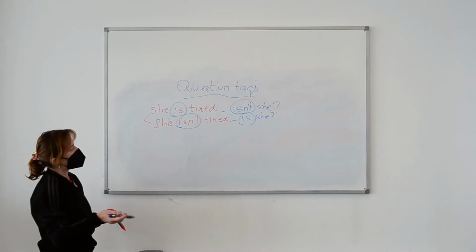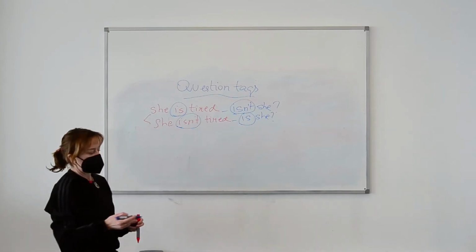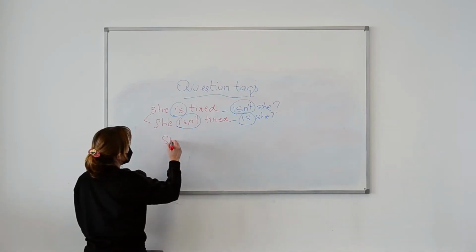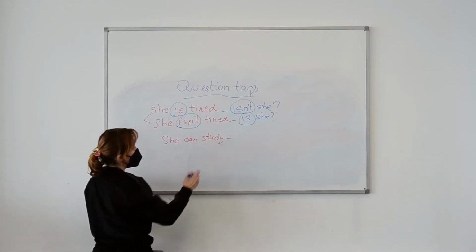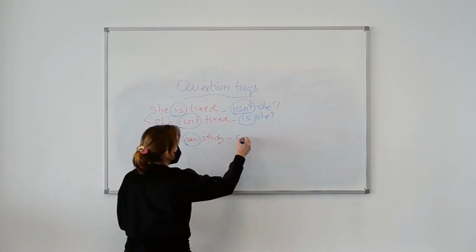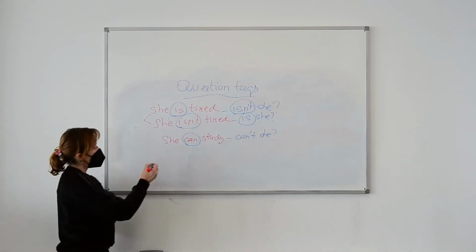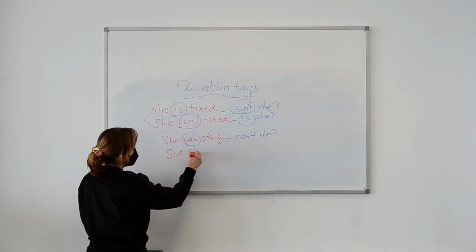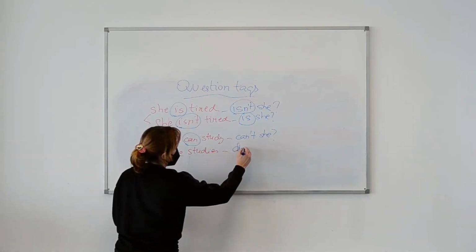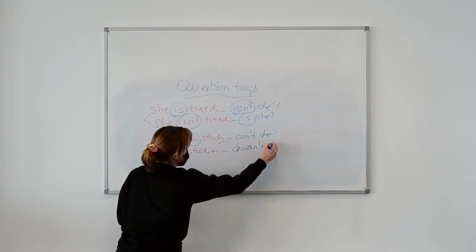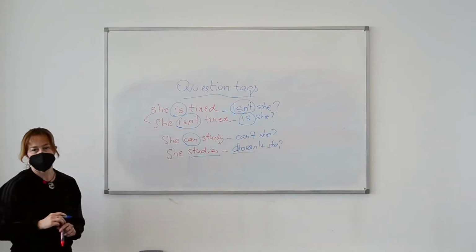In this case, the question tag is always made up with the auxiliary of the main clause. For example, if we have a modal verb, she can study, in the question tag we use the auxiliary can. Can't she? If we have a present tense, she studies, the question tag is with the auxiliary, doesn't she? Okay, here we have a present, and here we use the auxiliary of the present, okay?